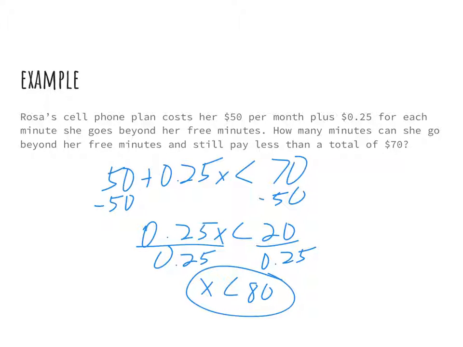Okay, so the inequality we should have come up with is 50 plus 0.25x is less than 70, so the $50 a month here, this is 25 cents for every minute she goes over, and it's got to be less than 70. Solving for x, we subtract 50 from both sides, divide both sides by 0.25, and we get an answer of she has to have less than 80 minutes beyond her free minutes to stay under $70.